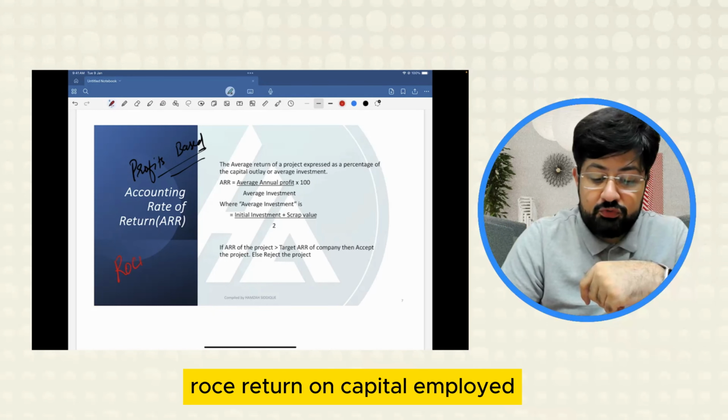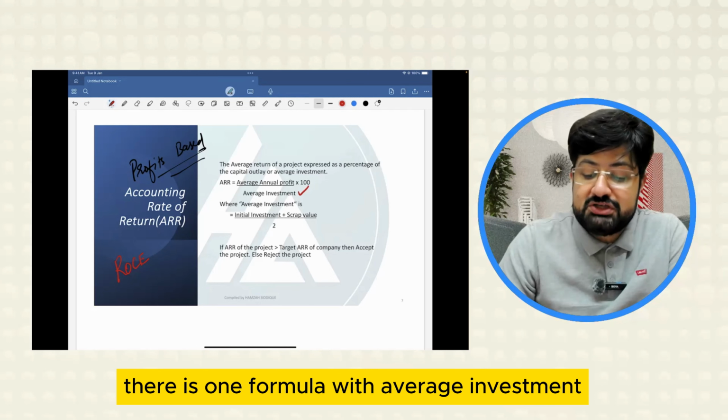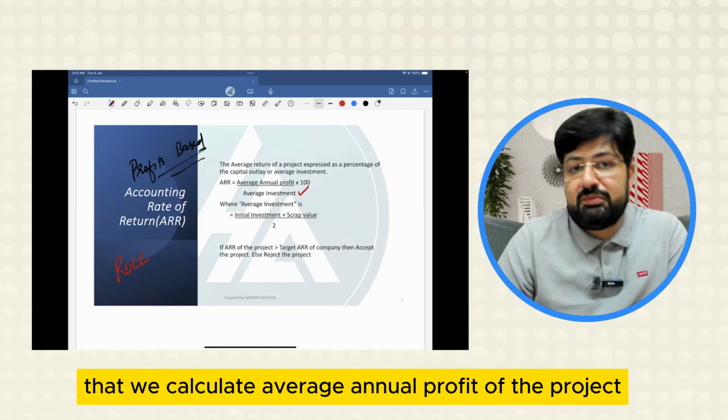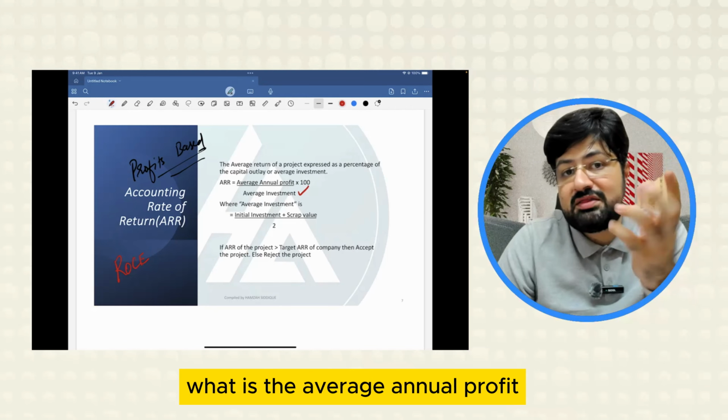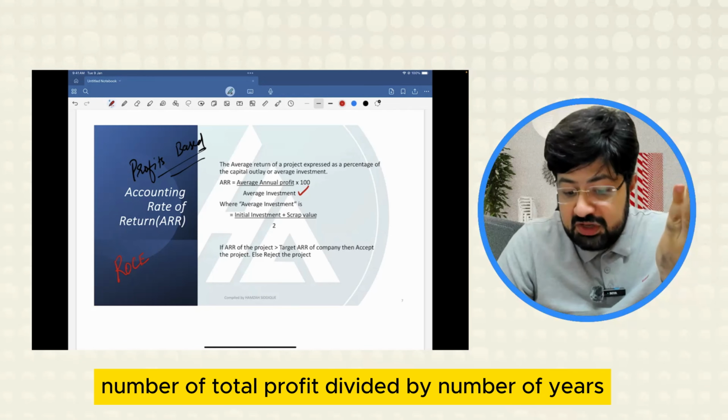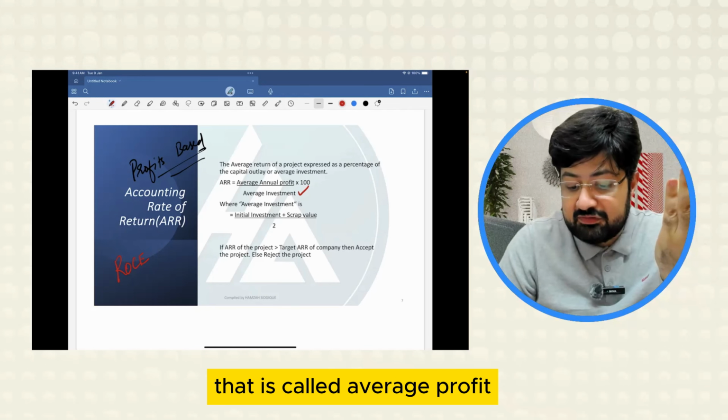Basically, there is one formula with average investment, where we calculate the average annual profit of the project over the life of the project. What is the average annual profit? Total profit divided by number of years. That is called average profit. And then average investment is calculated by this formula: initial investment plus scrap value, divided by 2.